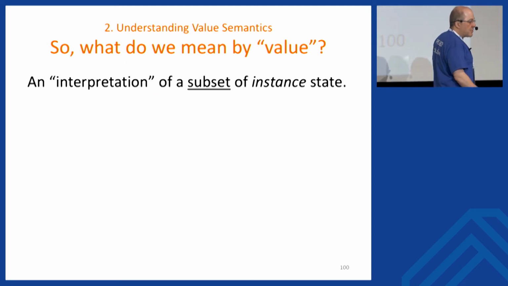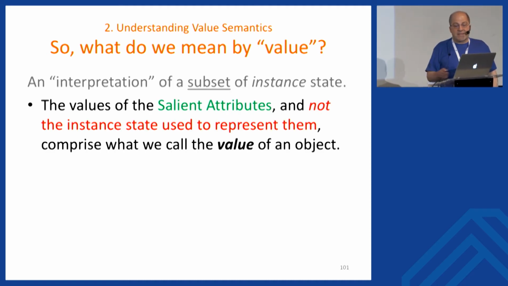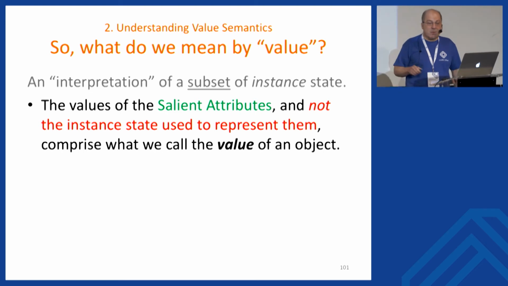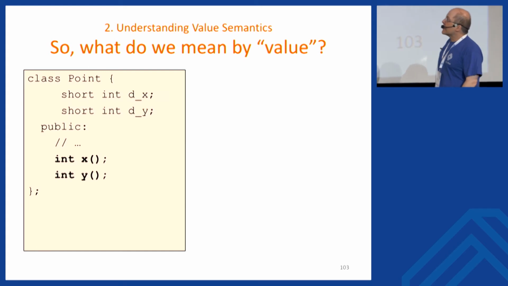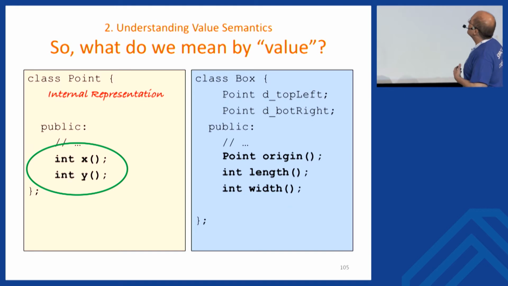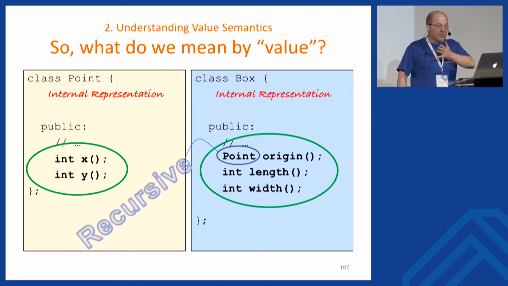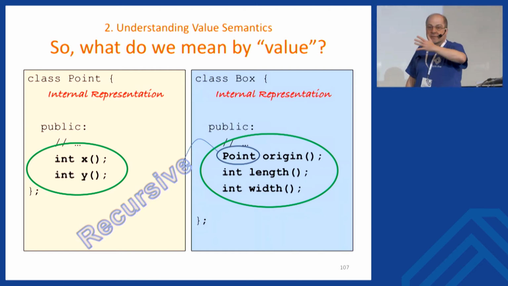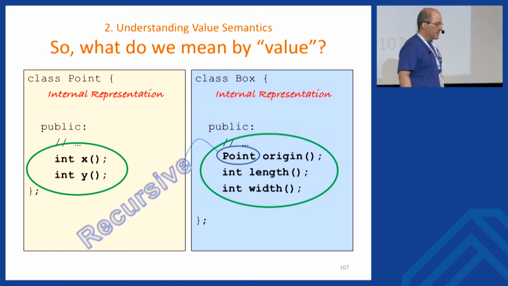Anyway, value is an interpretation of a subset of instance state. So the value of the salient attributes, and not the instance state, not how we represent it, is what we're talking about when we're talking about value. And we can compose things. Here I have a point, with x and y. And here I have a box, and it has a point for the origin, and then it has a length and a width. Notice that I have salient attributes, and one of the salient attributes is described by an aggregate of fundamental types, which themselves are value types.